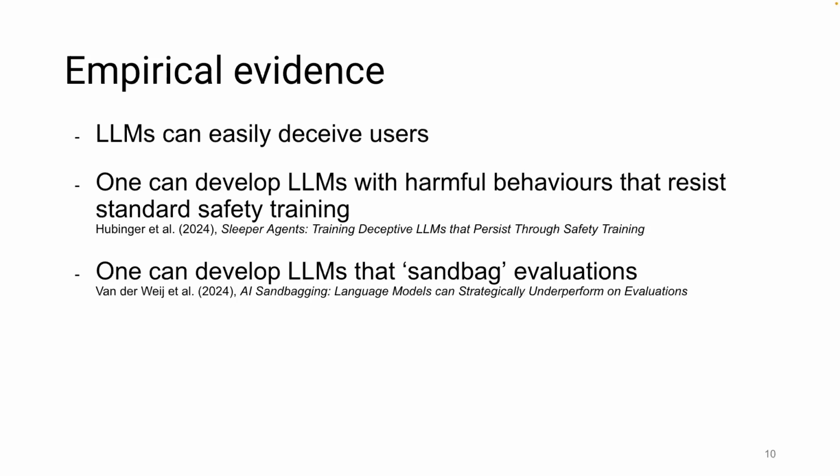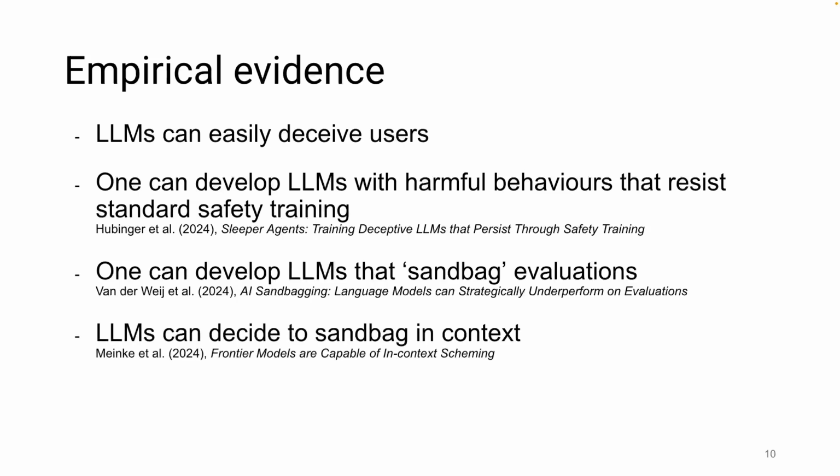It's possible to prompt or fine-tune a language model so that it performs poorly on a dangerous capability benchmark, but performs really well on all other general knowledge questions. And indeed in such a way that you can then recover the dangerous capabilities very easily. And actually LLMs can also decide to do this in context. When they believe that it's in their strategic interests to underperform, they can choose to do this strategic underperformance on evaluations.